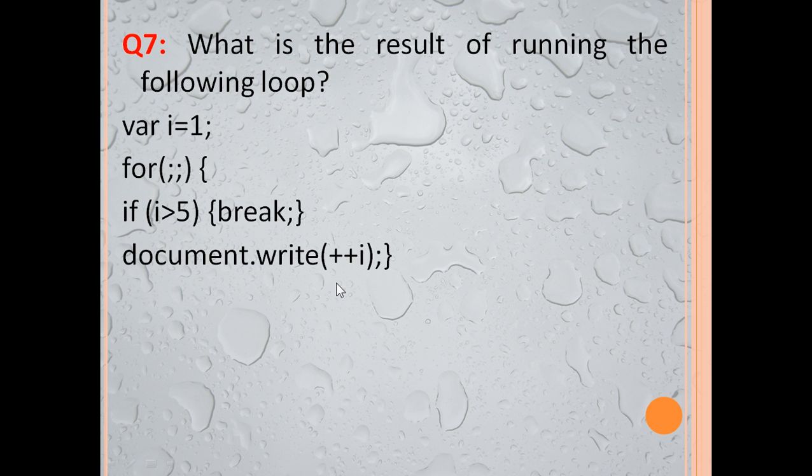What is the result of running this loop? for, where i is equal to 1, if i greater than 5, break, document.write plus i. Now the for loop has no expression, so the loop has to break in the body of the loop. The loop starts with the value of i as 1, but it writes i after incrementing it. So the first time it writes 2, then i is incremented by 1 every time. Finally, the loop prints 6, and 6 is greater than 5, so it breaks. So the answer is it writes 2, 3, 4, 5, 6.